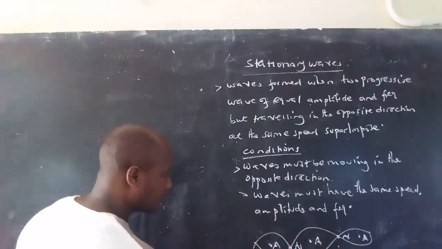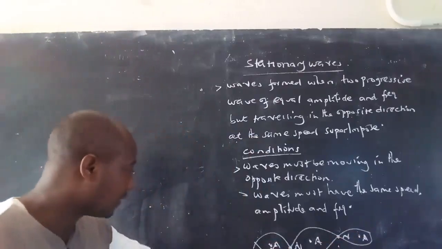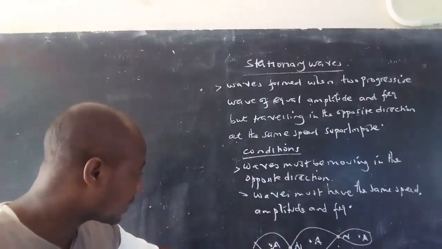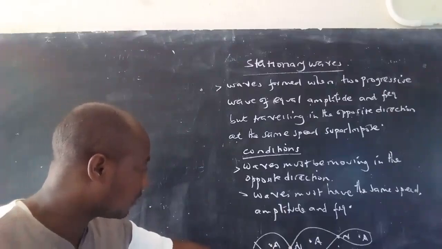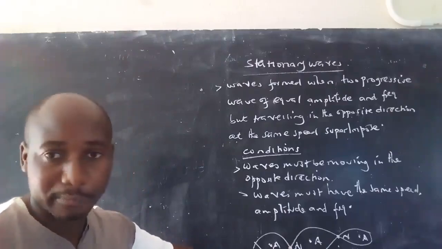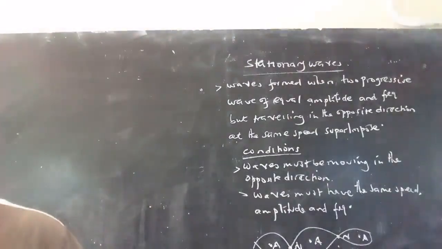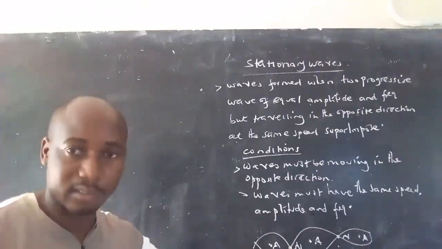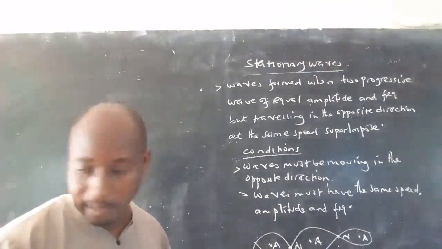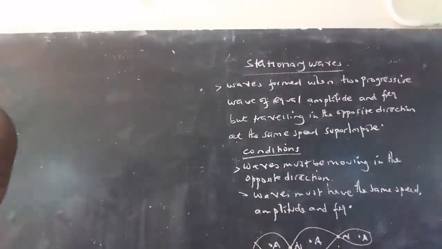So at the antinode, waves meet in phase, resulting in maximum displacement. Okay? Here the waves meet completely out of phase, resulting in zero displacement. Here maximum amplitude, here minimum amplitude. So you make sure to write the notes down. Then we go to the superposition principle.